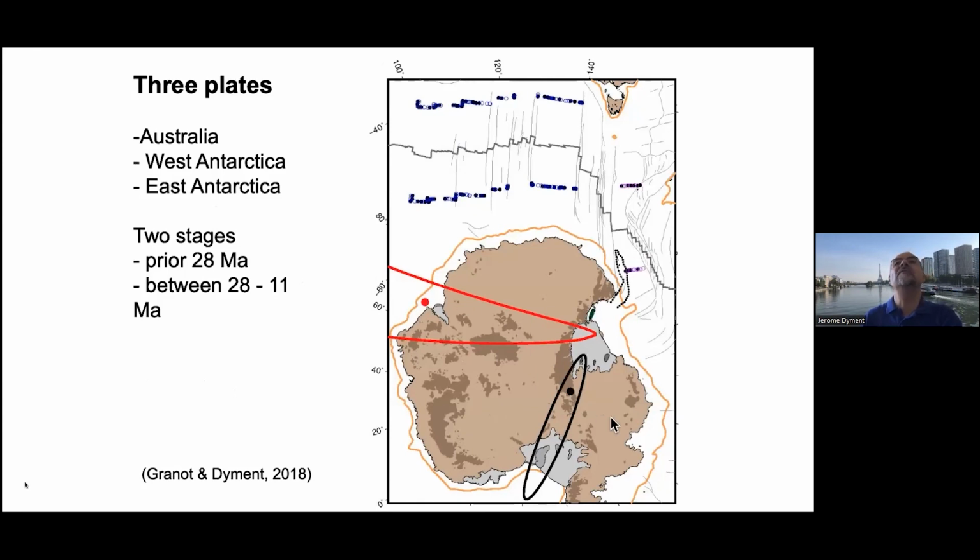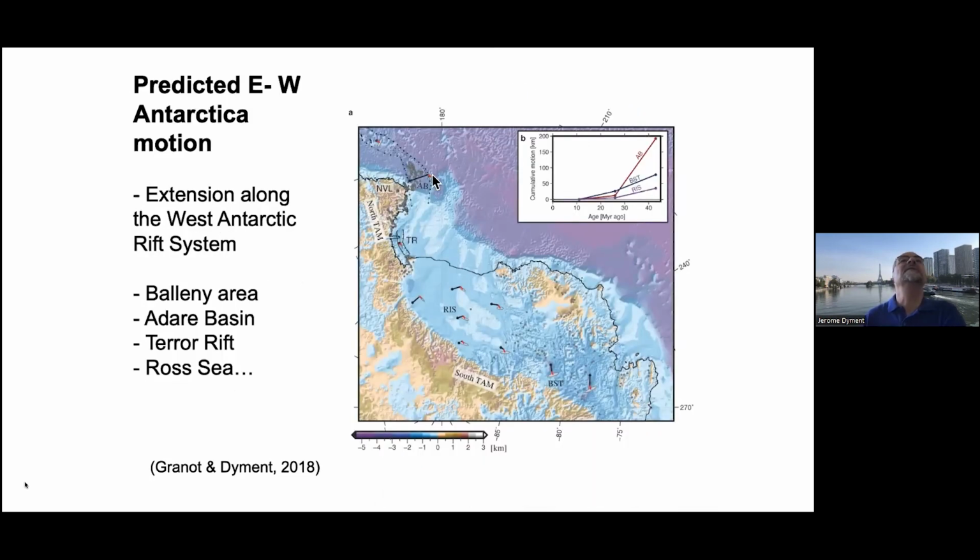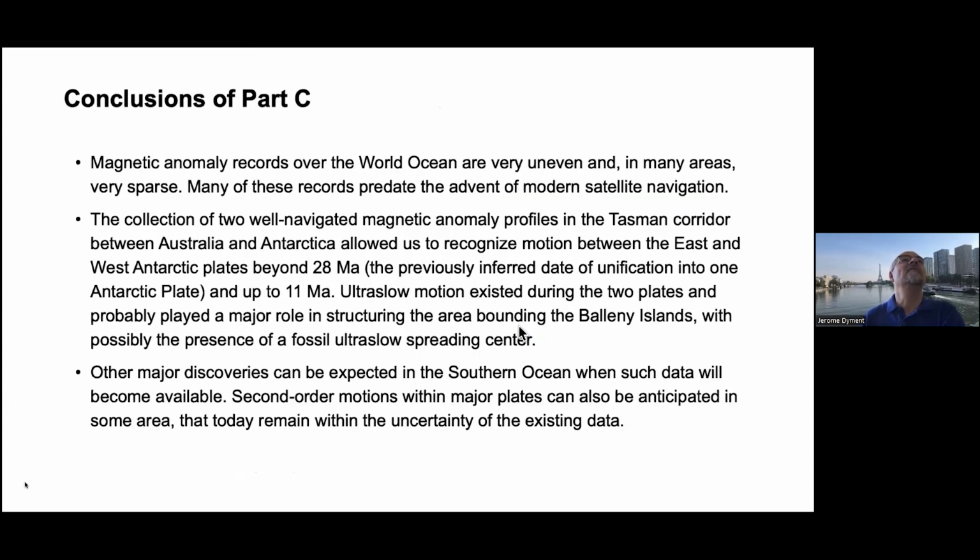So we can see there was significant change, as much as we can say with the limited data set that we have. And this is the plate boundary here in the Balleny Islands, as I was telling you, in the Adare Basin, Terror Rift, and in the Ross Sea. Okay, so my conclusion for this area is that we should collect data. I'm not repeating that, but the second order motion is really very important.